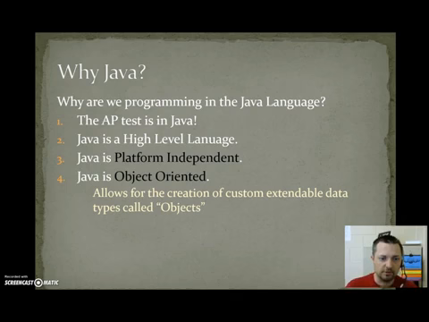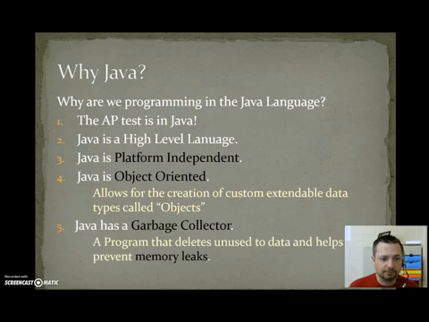Java is object-oriented. It allows for the creation of custom extendable types called objects. Now, at this point, it's really hard to define for you what an object is. That's something we'll cover more in the second semester. But if I were to ask you what are some of the benefits of Java, one of the main benefits is it's an object-oriented language. And again, later in the year we'll get more into what that means.